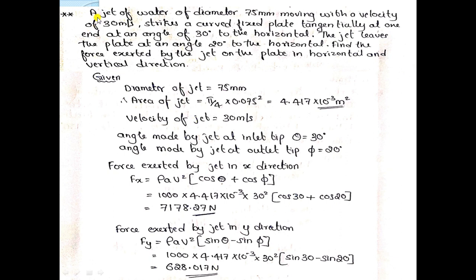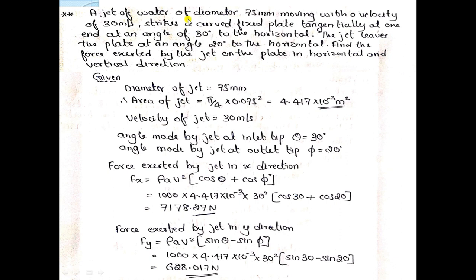Coming to another problem, a jet of water of diameter 75 millimeters moving with a velocity of 30 meters per second strikes a curved fixed plate tangentially at one end at an angle of 30 degrees to the horizontal. The jet leaves the plate at an angle of 20 degrees to the horizontal. Find the force exerted by the jet on the plate in horizontal and vertical direction. So here the plate is unsymmetrical about x-axis. So theta is 30 degree, phi is 20 degree.